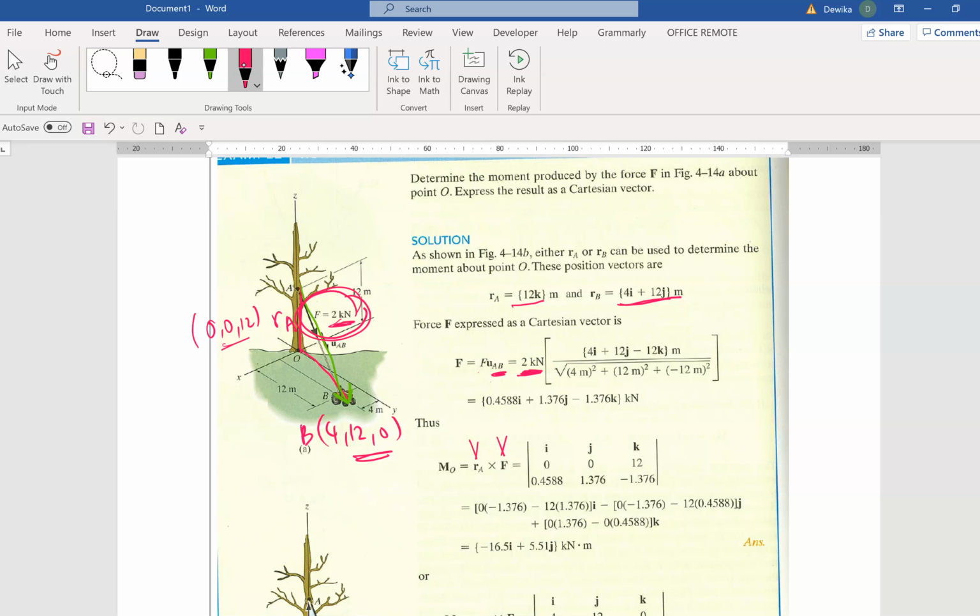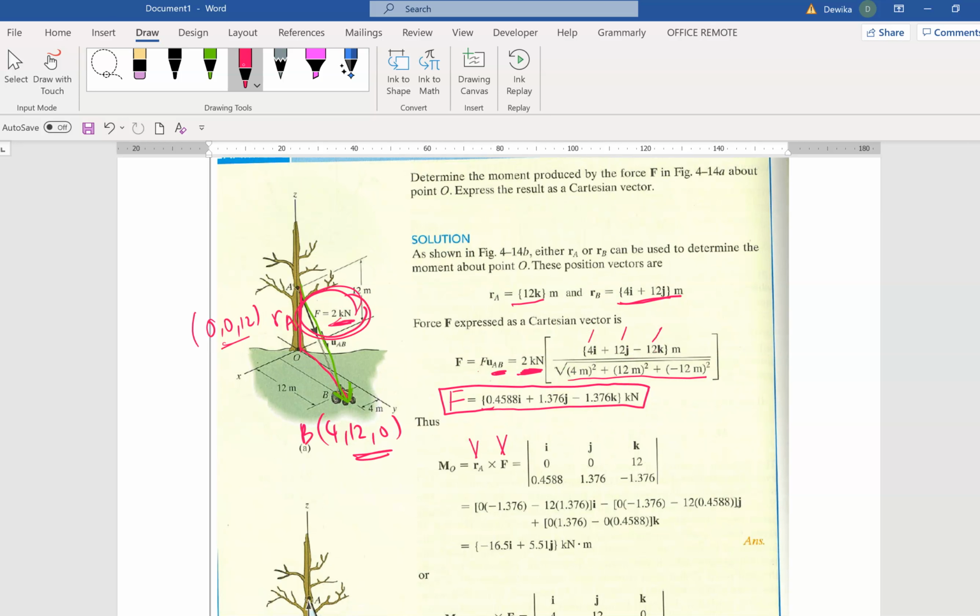So for B, 4 minus 0, this is 4 minus 0, this would be 12 minus 0, this would be 0 minus 12, that's why it is negative. And then divided by the magnitude, the square root of 4 squared plus 12 squared plus 12 squared. So when you divide and multiply with 2, you get this. So this is the vector for F. Now with this value, you can actually cross.